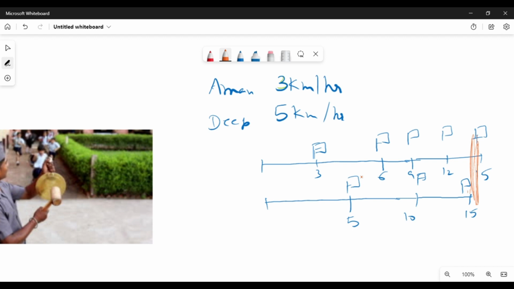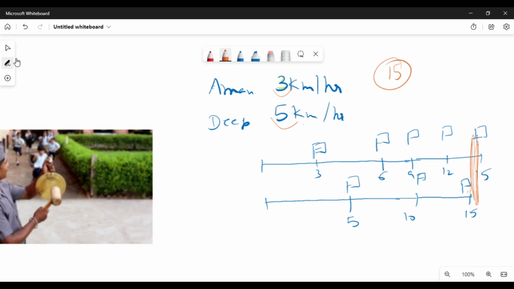So how have I calculated it? 3 kilometers is here and 5 kilometers is here. So I will be calculating the LCM of 3 and 5. 3 is a prime number and 5 is again a prime number. So in order to calculate the LCM of prime numbers, I have to write their product, that is 3 into 5, 15 kilometers. So after 15 kilometers, they will be placing the flag together.